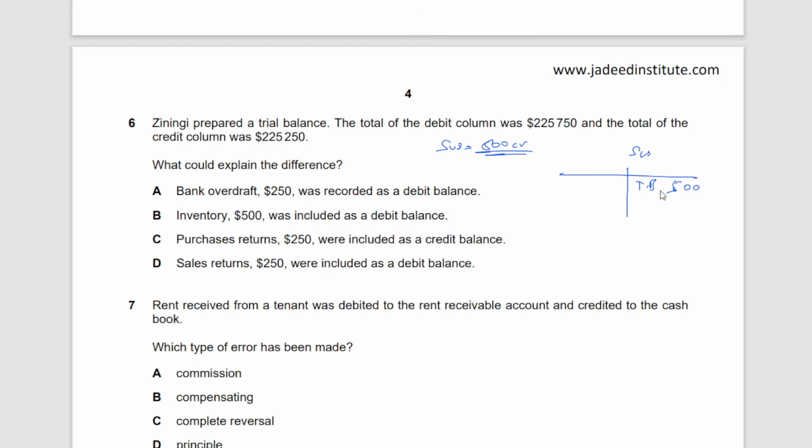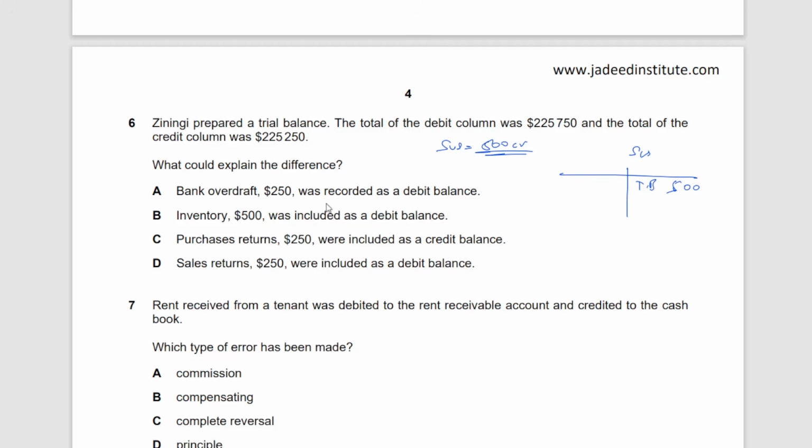Now let's try to see what would cancel this. Bank overdraft 250 was recorded as a debit balance. Okay, now what would be? Okay, wait. Actually, this might be it. It was supposed to be credit of 250, but was debited to 250. So it causes a double effect, isn't it? So rather than being credit, it is missing 250, and debit is actually added with an extra 250. So there we have it.